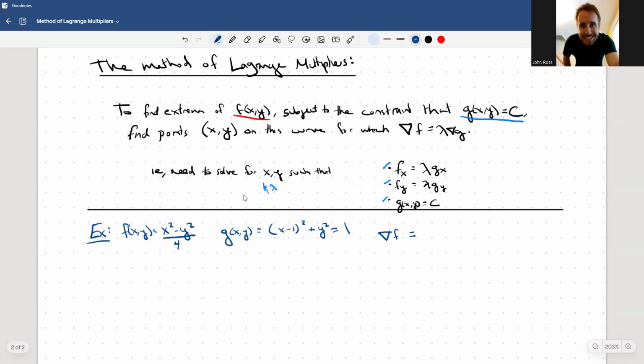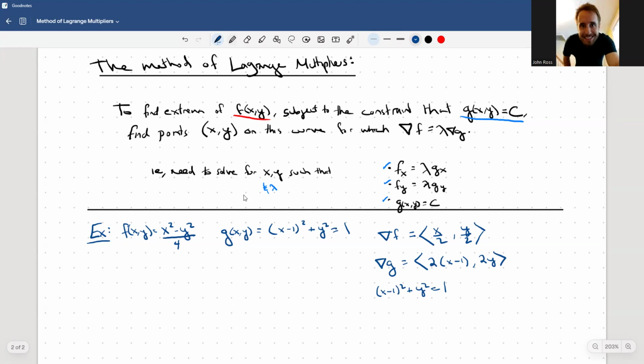So grad f is going to be the partial x derivative, comma, partial y derivative. So that's just going to be x over 2, comma, y over 2, where the divided by 2 is coming from the fact that there was originally a divided by 4. Gradient of g, on the other hand, is going to become 2 times (x minus 1), comma, and then 2y when I take those partial x and partial y derivatives. And finally, I have the expression (x minus 1) squared plus y squared equals 1. That's my g(x,y) equals c.